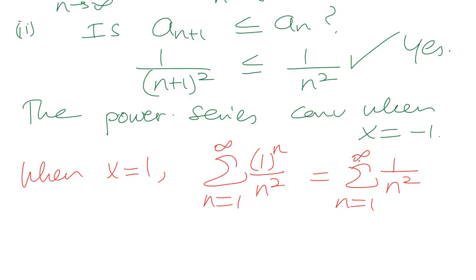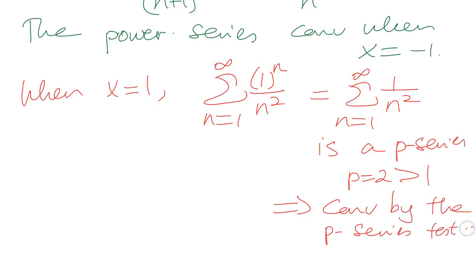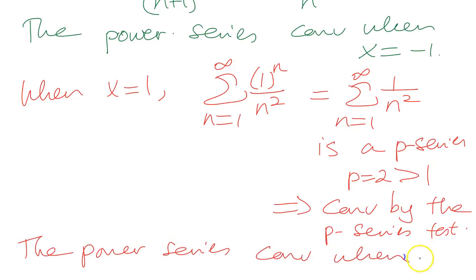So guys, isn't this a p-series? The p-value is 2, which is greater than 1. What do we know about a p-series whose p-value is greater than 1? We will say convergent, right? Convergent by the p-series test. So what we can say is the power series converges when x is 1.